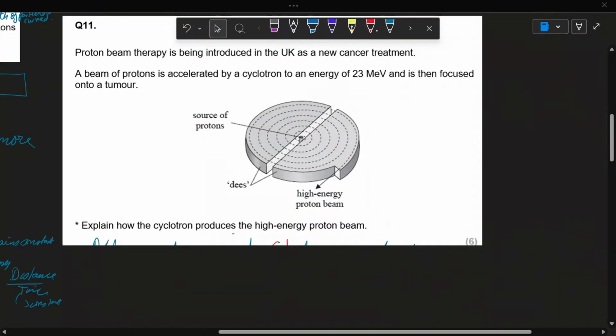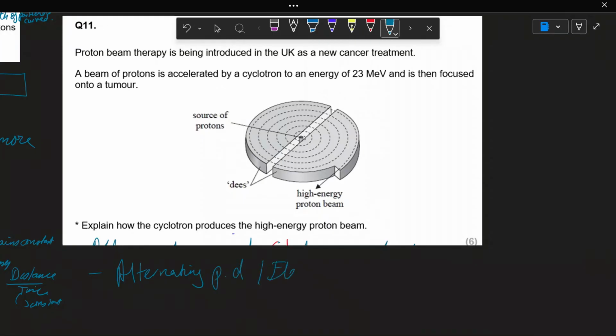A cyclotron, on the other hand, is different, but essentially is the same thing. Start with the alternating potential difference or electric field. Force acts on protons this time. Work is done. More kinetic energy. So velocity increases.